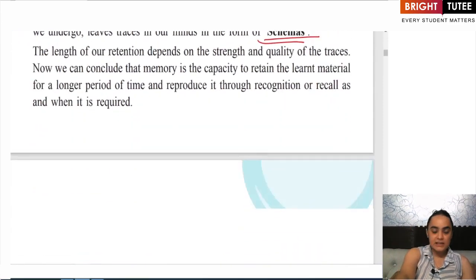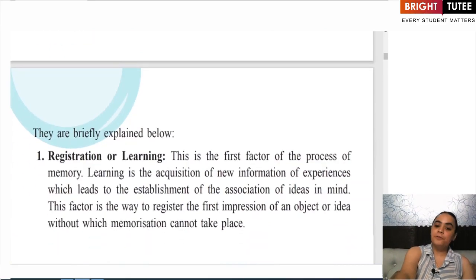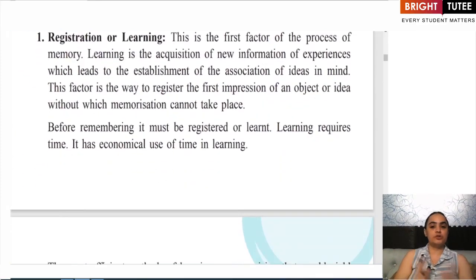Let us discuss the factors that affect memory. What are the factors that are going to affect the memory you have? There are 4 factors of memory. We have registration, also known as learning, retention, recall, and recognition. Now, we shall learn about each of these factors at length. The first factor was registration or learning.